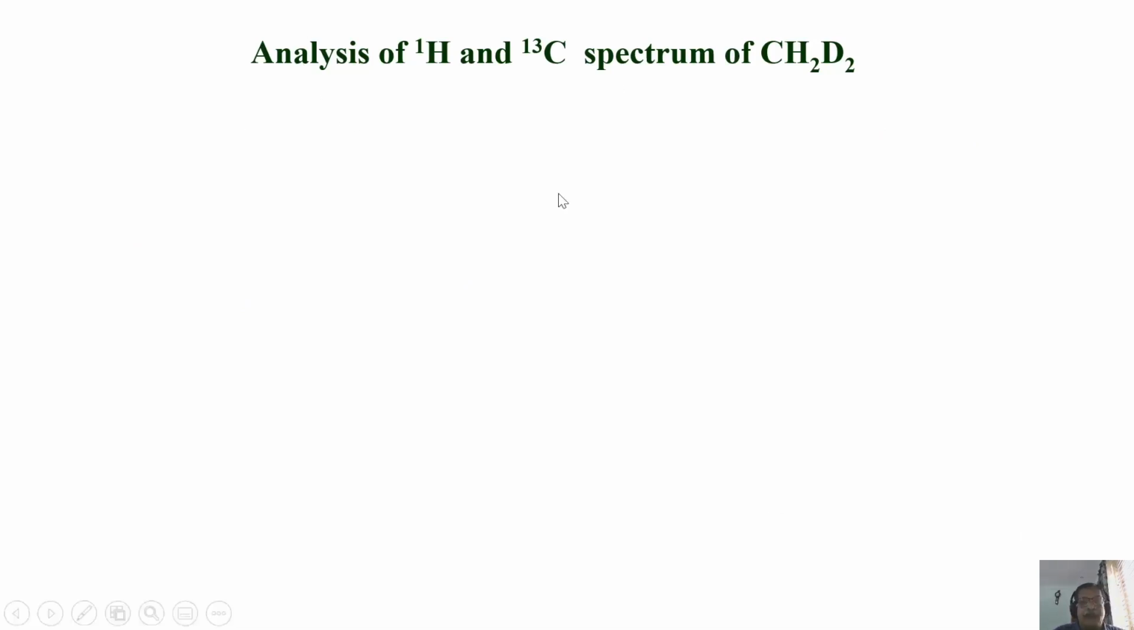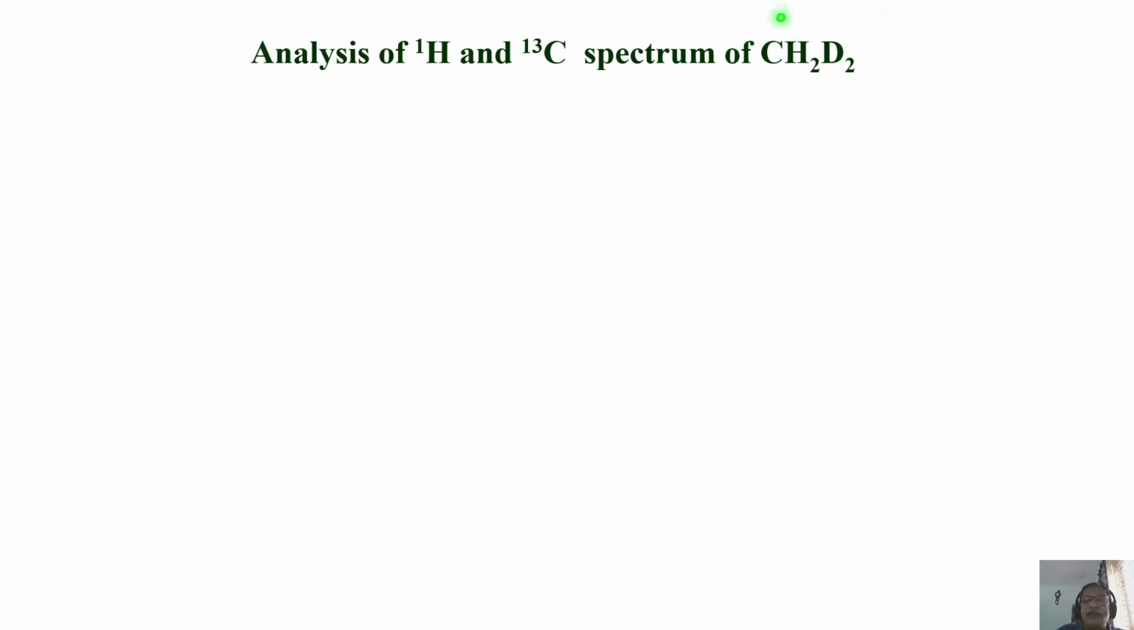Okay, let us now look at the analysis of the proton and carbon 13 spectrum of a simple molecule like CH2D2. With the knowledge we have gained in the last few classes, we have discussed a lot of things. You must be in a position to analyze the spectrum of this molecule. I don't give you the spectrum. We can generate the spectrum. We can find out what type of spectrum we should expect for this molecule.